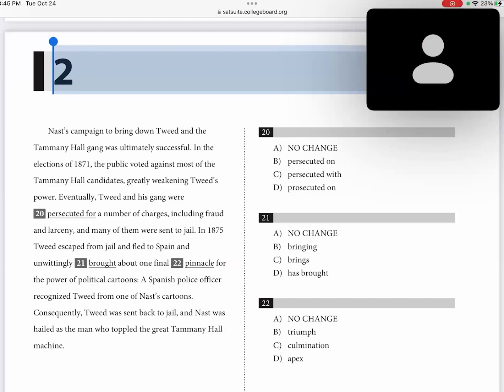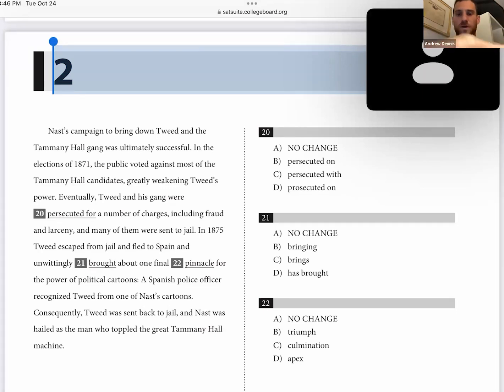I'm between triumph and no change. Any thoughts? He's right. It's one of those two. One final pinnacle. Pinnacle is the same as culmination and apex. Apex just means the peak. But triumph has another connotation, which means a victory, right? Yeah. Win. So triumph. One final triumph for the power of political cartoons.